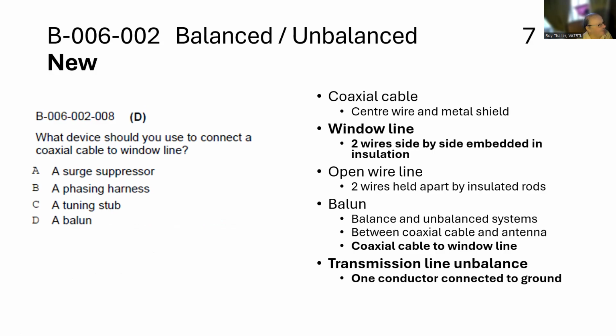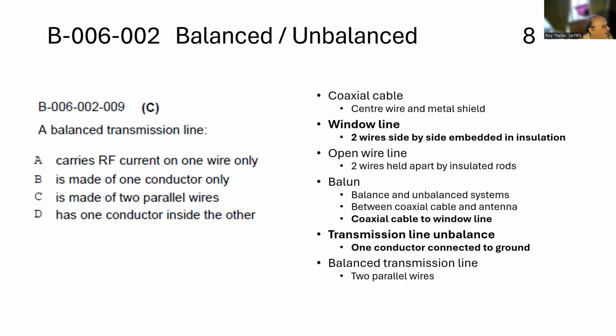A new question. What device should you use to connect a coaxial cable to a window line? Here again, you're going to have a mismatch in impedances between these two transmission lines. So what you would want to do here is connect it with a balun. A balanced transmission line is made up of two parallel wires. So C is the correct answer.